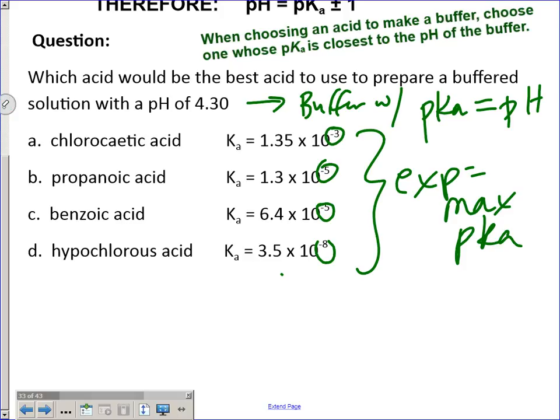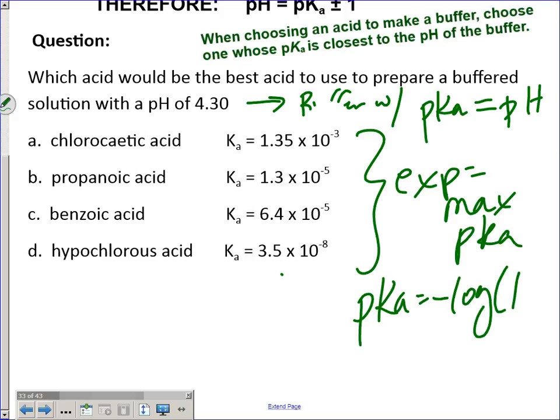Might be hard to see these, I'm sorry. Some people say B, and some people are probably looking at C. Okay, so think about how this relates, because it's negative log, right? So pKa equals negative log of Ka. So if Ka is bigger, maybe we can do this by logic too. If Ka is bigger, does that mean it's a stronger acid or a weaker acid? Stronger acid, so that means the pH goes down.